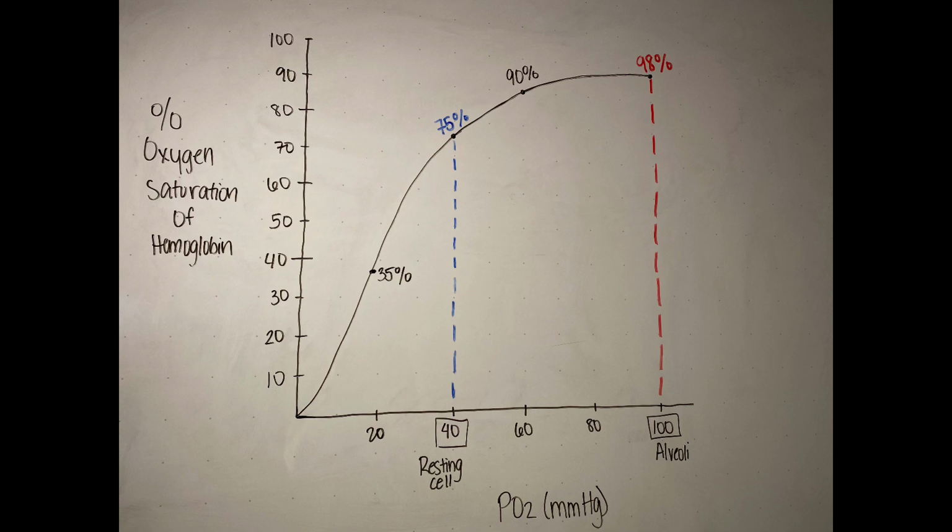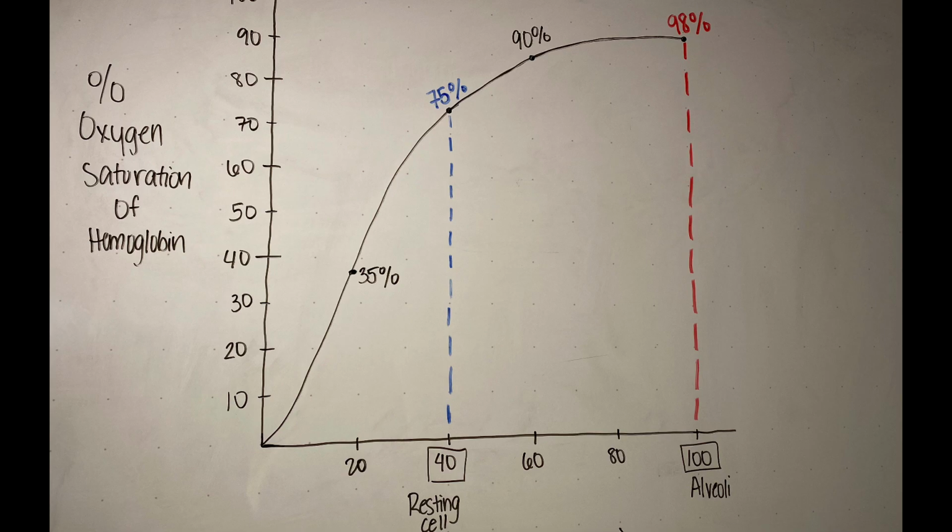Okay, now find 60 millimeters of mercury on the graph. Now go up. At 60 millimeters of mercury, you can see that hemoglobin is still about 90% saturated. So this means that the PO2 in the alveoli can fall well below 100 millimeters of mercury without significantly impacting the saturation of hemoglobin. We went from 98% with a PO2 of 100 to 90% with a PO2 of 60.